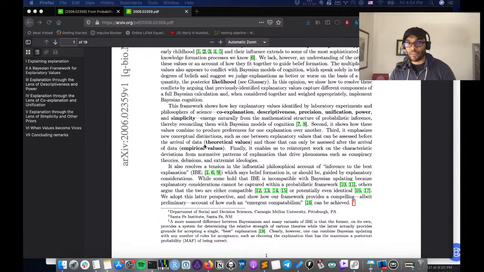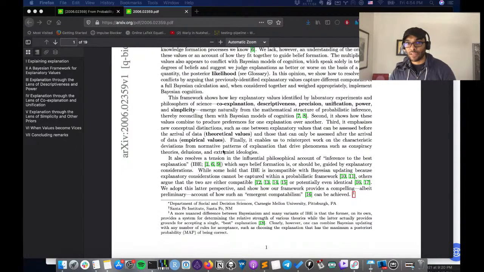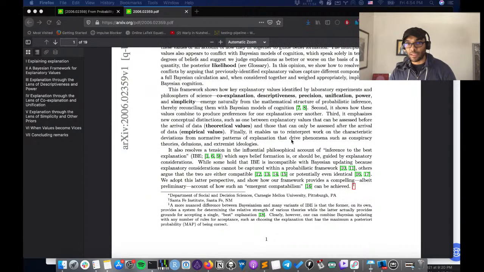Third, it emphasizes new conceptual distinctions, such as one between explanatory values that could be assessed before the arrival of data, theoretical values, and those that can be assessed only after the arrival of data. Finally, it enables us to reinterpret work on the characteristic derivations from normative patterns of explanation that drive phenomena such as conspiracy theories, delusions, and extremist ideologies.